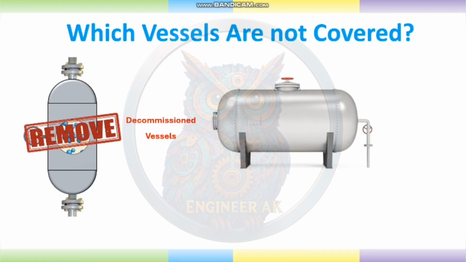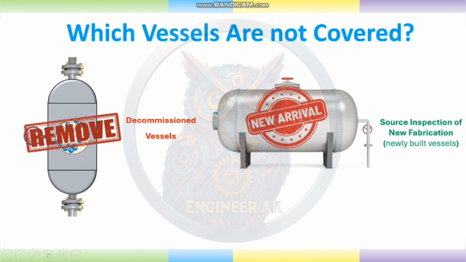And the second one is source inspection of new fabrication, meaning a newly built vessel. If there's a brand new vessel that has just arrived from the company or from the factory, API 510 cannot be applied on brand new vessels. So these are the two vessels that cannot be covered in API 510, or you cannot apply API 510 on it.